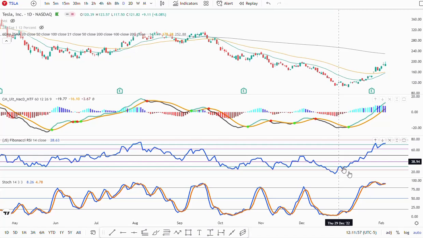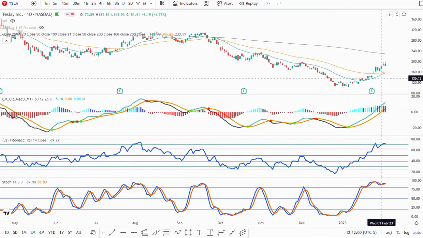So overall, I would say things are looking better, but more work needs to be done. But I like what I see on a daily basis from the momentum indicators.